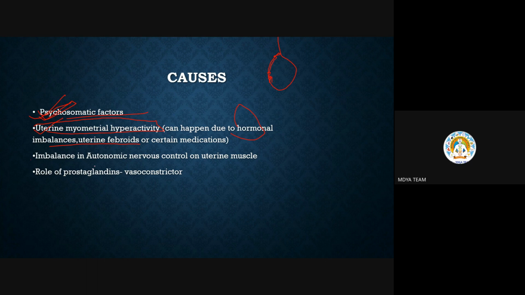Imbalance in autonomic nervous control on uterus muscles. That means there is not proper nervous control on our uterus muscles, which means excessive contraction is happening. It means the control role of the prostaglandins, vasoconstriction, is not there. Actually, prostaglandin is a hormone which is required for, what is the work of prostaglandin?